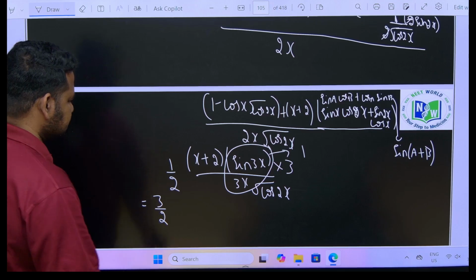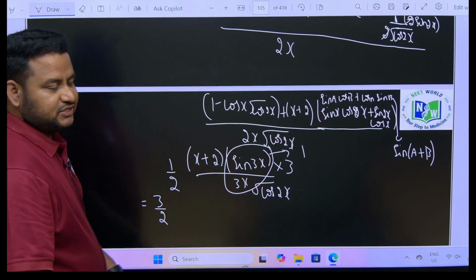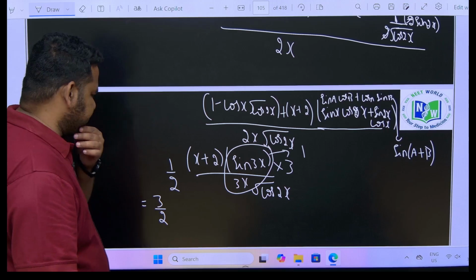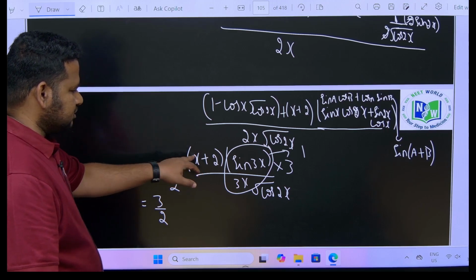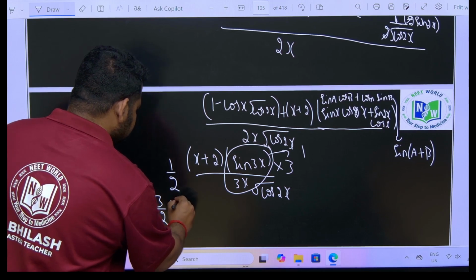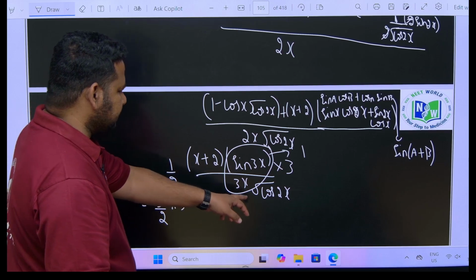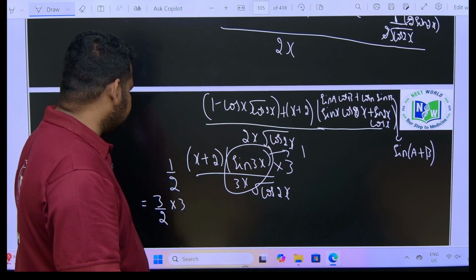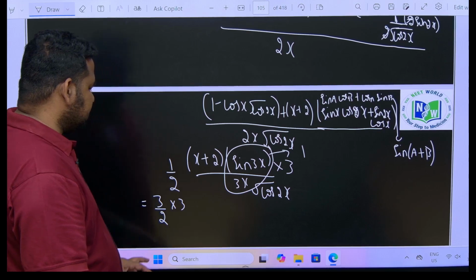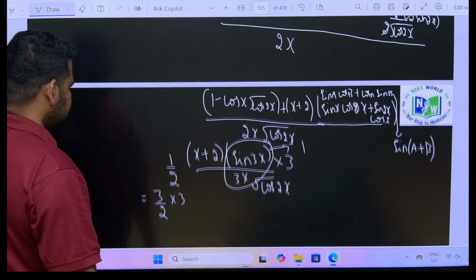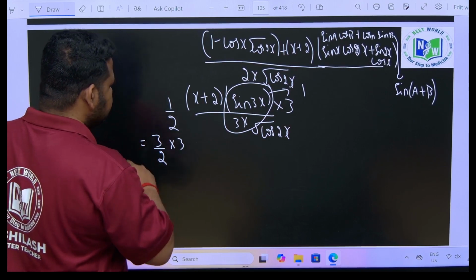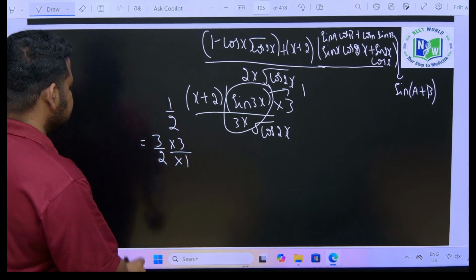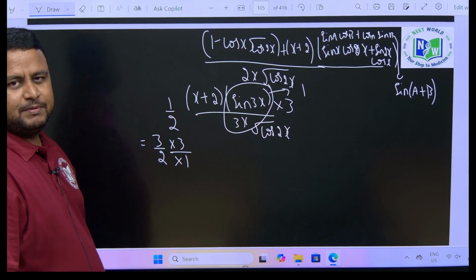Okay. If I apply x equal to 0, this will become 1 plus 2, 3. Divided by cos 2x. Cos 2x at 0 is nothing but 1. Got it? It is nothing but 1. This is e power 3 by 2 into 3.